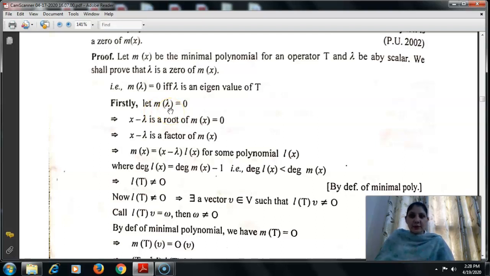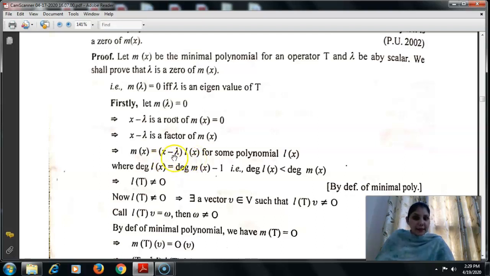If mx is satisfied by lambda, that means x minus lambda is one of the factors of mx, right? If x minus lambda is a factor of mx, it means x minus lambda will be a divisor of mx. So mx is equal to x minus lambda lx for some polynomial lx. Okay? So taking the degree, degree of mx equal to degree of x minus lambda plus degree of lx, right?